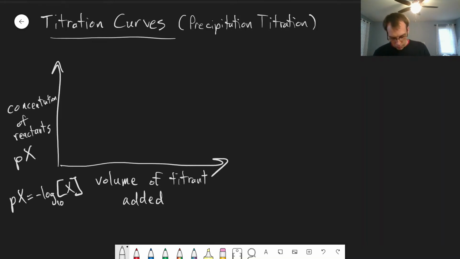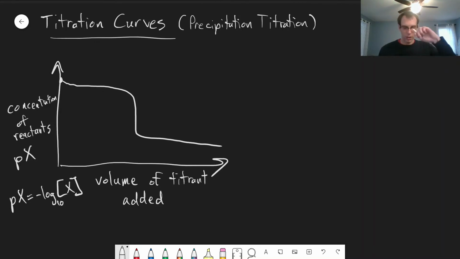So a titration curve might look something like this, just to give an idea. This is the general shape that we'll see for titration curves. It could be flipped and start low and go high, depending on which reactant you're looking at. But the features that we're going to see here are this sharp point here. This is the equivalence point. And we see a very big change in the concentration of the reactants at this point.